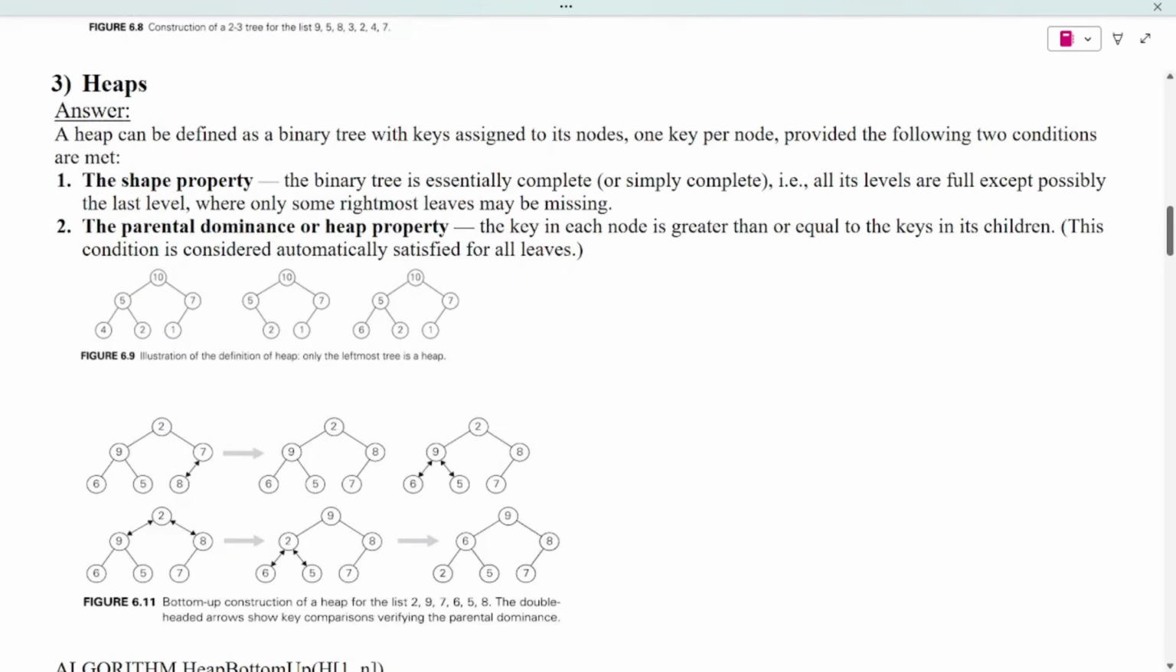Next you can see the heap, which is like a binary tree itself, having assigned keys, 1 key per node, and it should follow 2 properties, that is the shape property and the parental dominance, that is the heap property. They may ask this also, so I have inserted this, and in the question paper they have asked the problem which is given below.